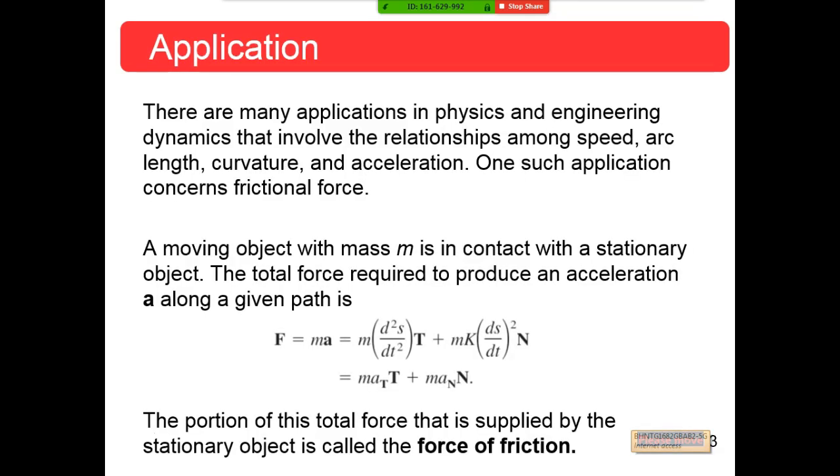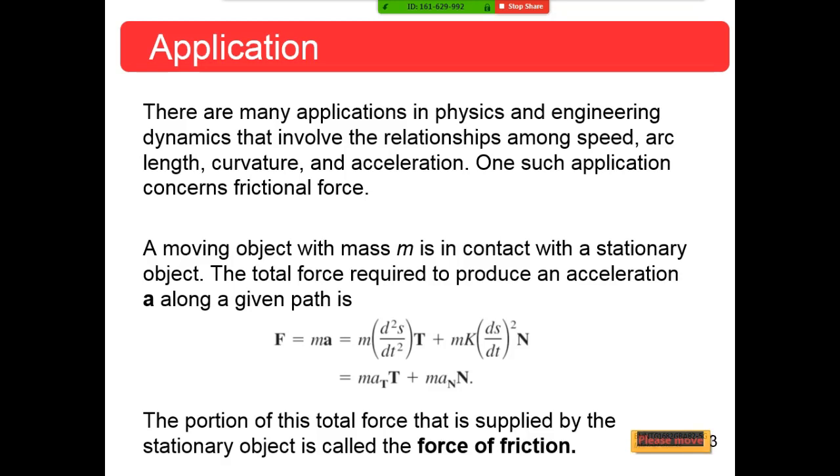Now we look at an application. There are many applications in physics and engineering dynamics that involve the relationships among speed, arc length, curvature, and acceleration. One such application concerns frictional force. A moving object with mass m is in contact with a stationary object, like a tire on a road, okay? The total force required to produce an acceleration a along a given path is F is equal to ma. To produce that acceleration, multiply by the mass and you get that force.